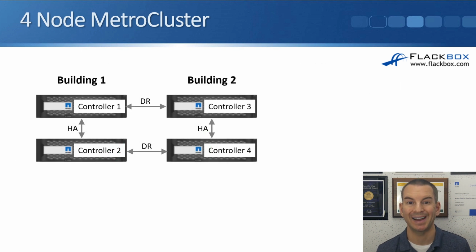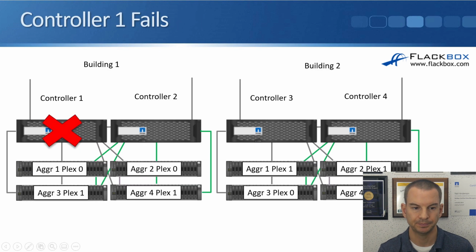Another way that we could diagram this is you can see that controller 1 and controller 2 in building 1 are an HA pair for each other. Controller 3 and controller 4 are an HA pair for each other, and the aggregates owned by controller 1 are mirrored over to controller 3 in the other building. The aggregates owned by controller 3 are mirrored over to controller 1 in the other building. The aggregates owned by controller 2 are mirrored over to controller 4, and the aggregates owned by controller 4 are mirrored over to controller 2.